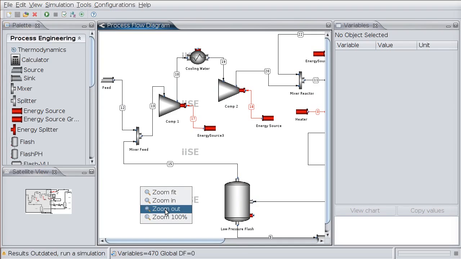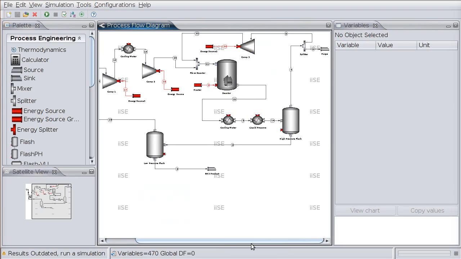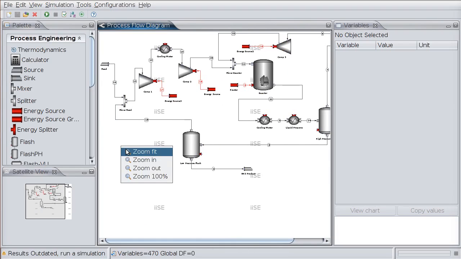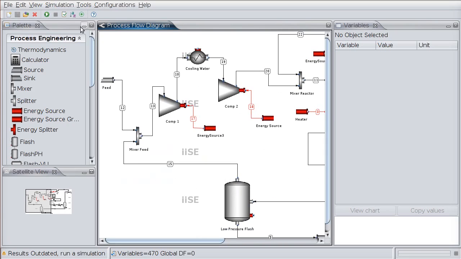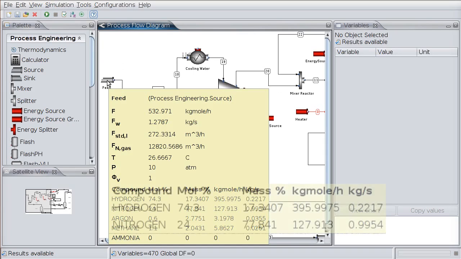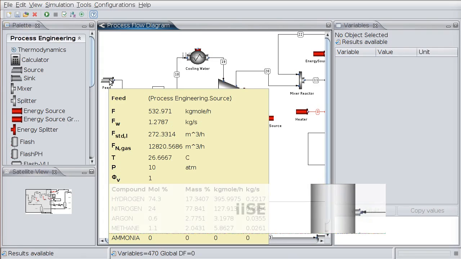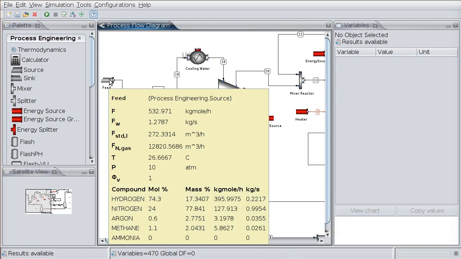This is the case. We have several equipment, compressors, separators, a reactor, coolers. We can run the simulation and check the variable values. The feed consists of essentially hydrogen and nitrogen. See the amount of hydrogen we need. But that's the story for another video.